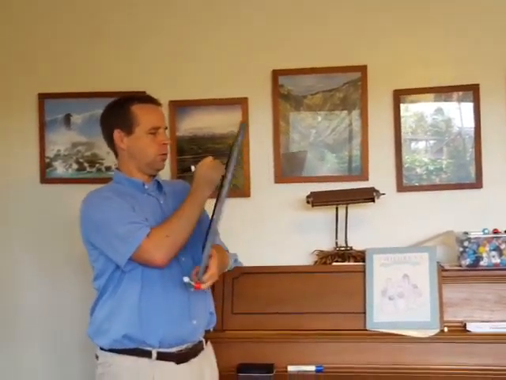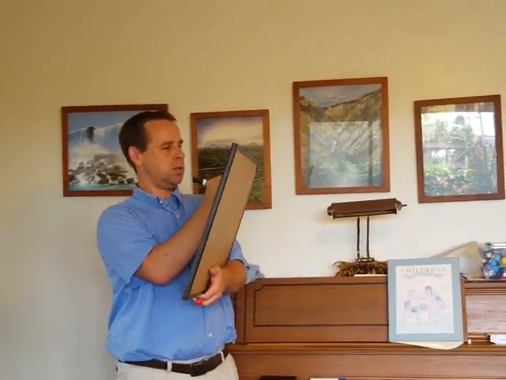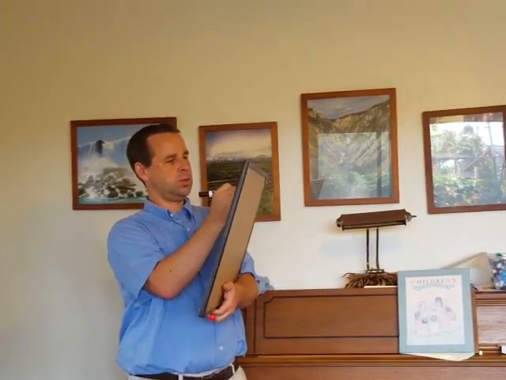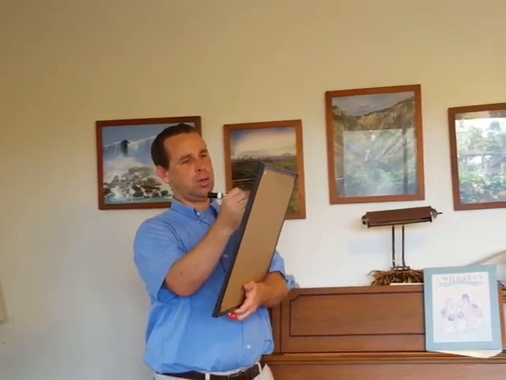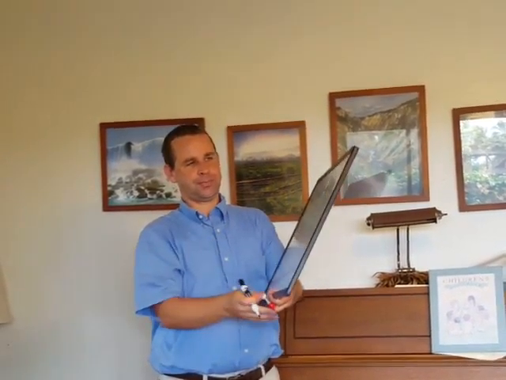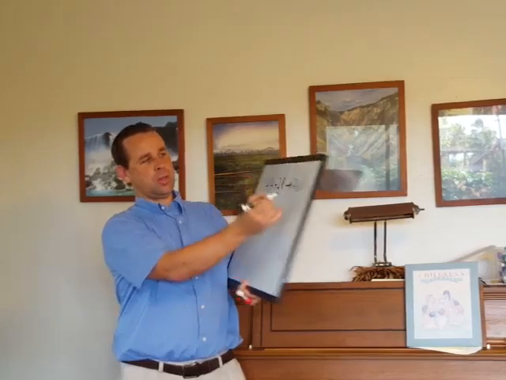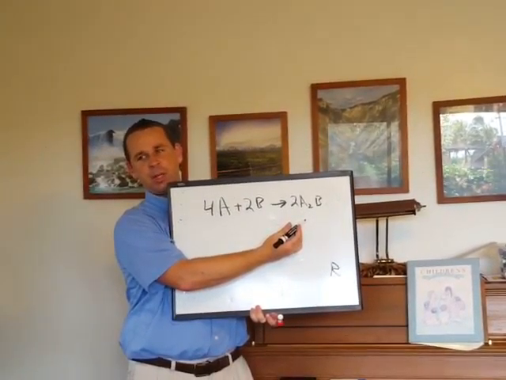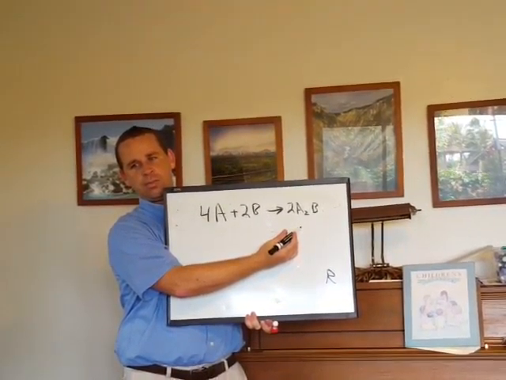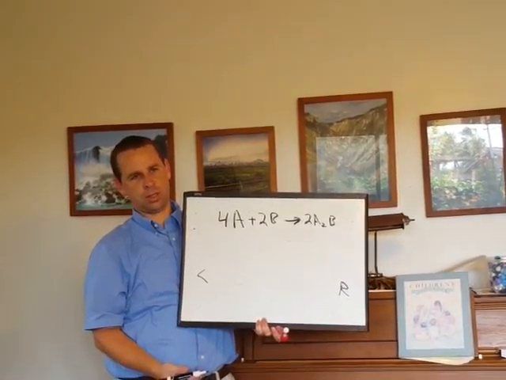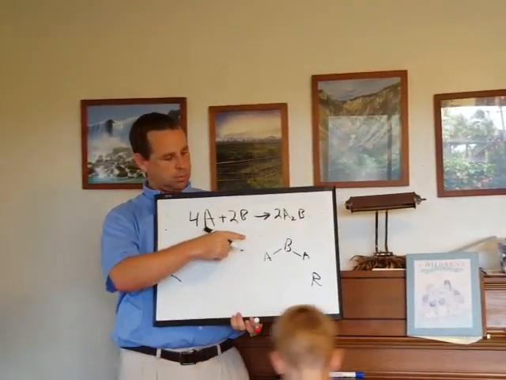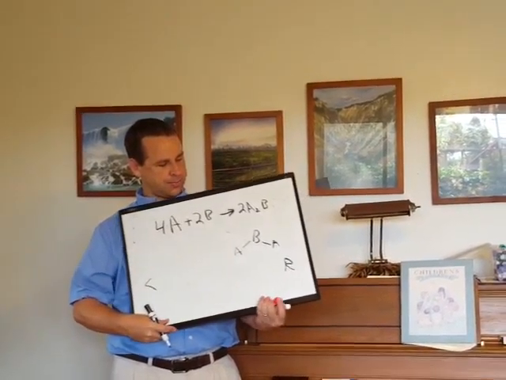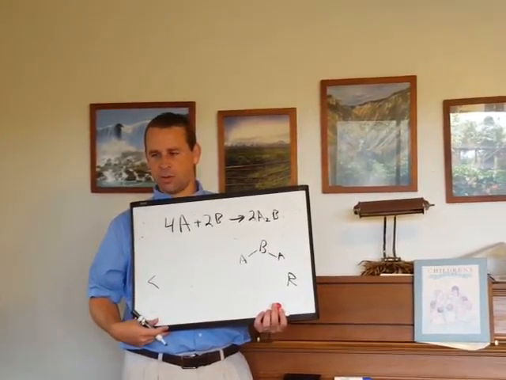All right, so we got 4, what did we say, A's, plus 2 B's, making 2 A2B. So this A2B right here, how many of those things are there? 2 A's for every B. And now if I draw this out, it looks like this. B with 2 A's. It looks like my molecule that I have here in my hand.